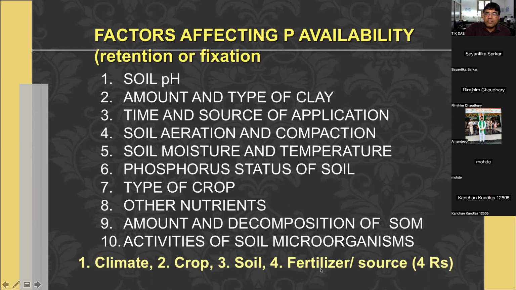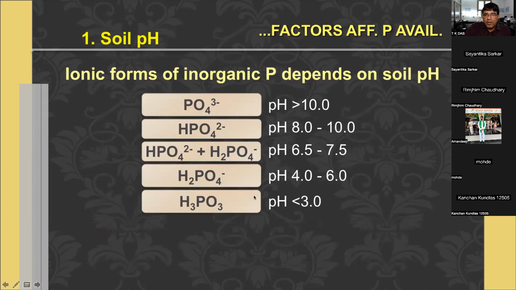And fertilizer here is just an indicator. Fertilizer here is an indicator of nutrient application from organic or inorganic sources, time of application, rate, etc. So you can group these factors into four, or you can remember them this way also. But you should know this is the most important part in phosphorus fertility, to understand the factors affecting phosphorus availability.